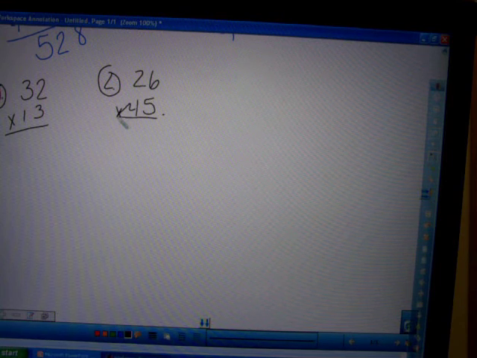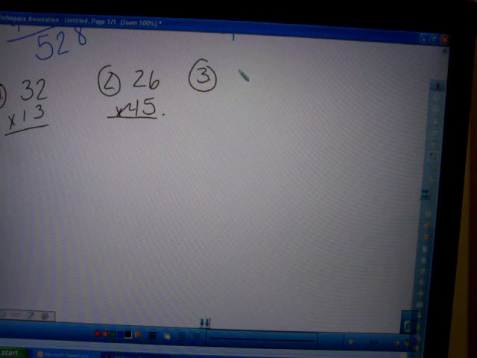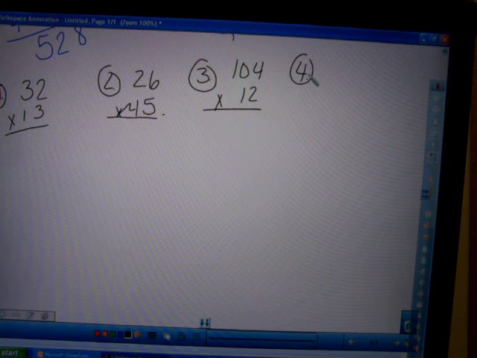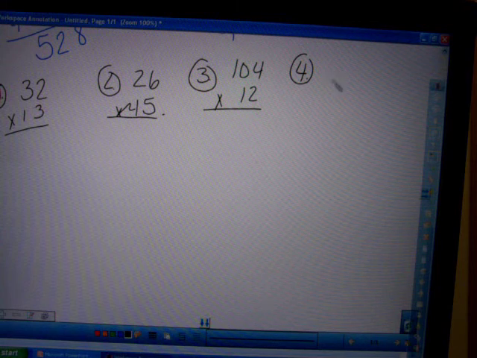And I apologize, it's 26 times 45. Sometimes the pen does not always cooperate with me. I should have given myself room to write in estimates too, and I did not do that.